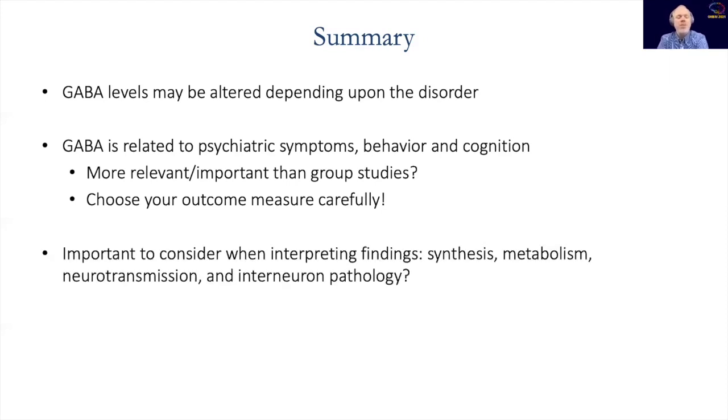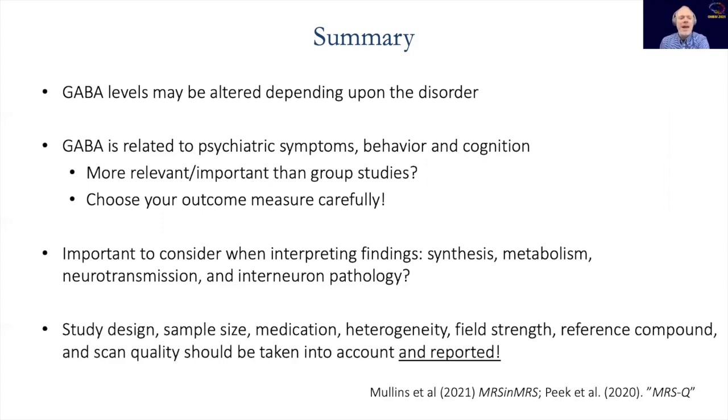We also discussed important differences to consider when we're interpreting our findings in terms of where the differences lie. Is it in synthesis, metabolism, in neurotransmission, or in interneuron pathology? Look at the available literature out there and think about where things might go wrong and whether you're expecting a difference in GABA, yes or no, or whether you're expecting GABA to affect people clinically. And finally, we need to take into account study design, sample size, medication, heterogeneity, field strength, reference compound, and scan quality when we're doing these studies. Most importantly, they need to be reported.